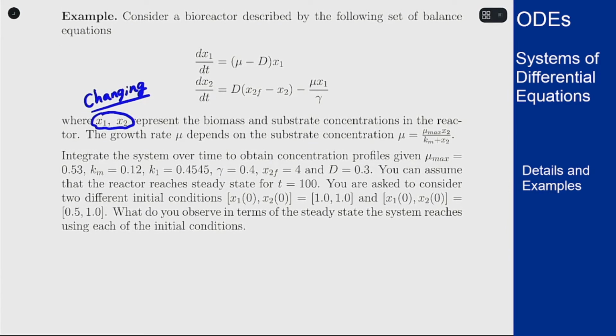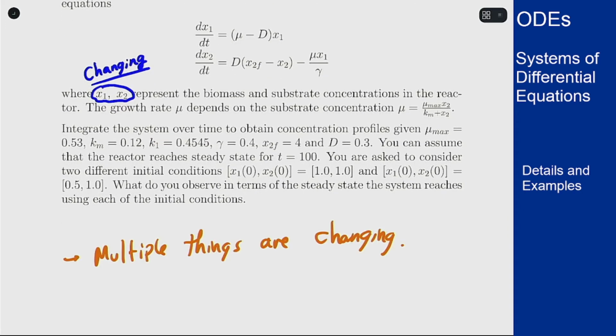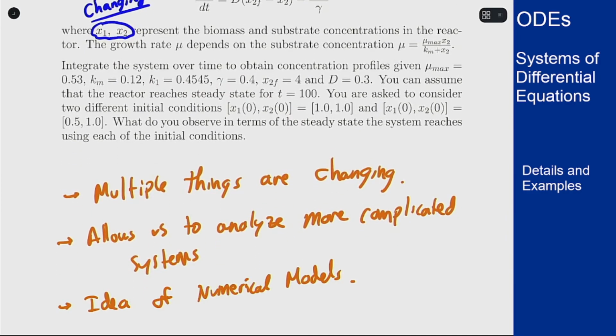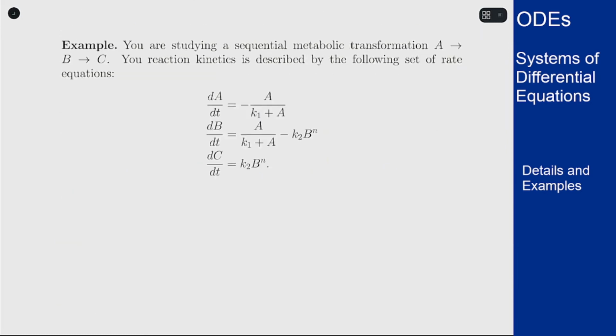We can usually do so for different conditions, so different starting values for the biomass and the substrate, and see what happens over time. These systems are really useful because they can model situations where multiple things are changing, and we can use them to analyze more complicated behavior than we could before with just one thing changing in time. It also gets to the idea of numerical models being used for these. There's our first example.